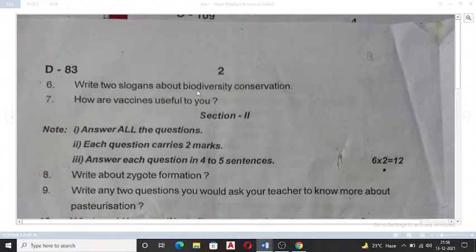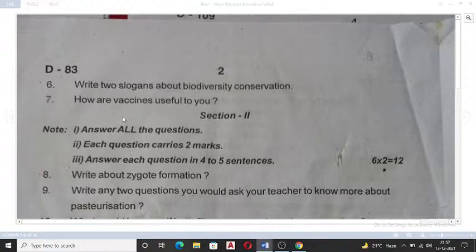You can say, preserve your biodiversity so the nature can be preserved or the earth can be saved, because if organisms do not exist, slowly ecological imbalance will come. Even our planet may become a lifeless planet. That's the reason it is important. So write slogans. Then the last one: how are vaccines useful to you?